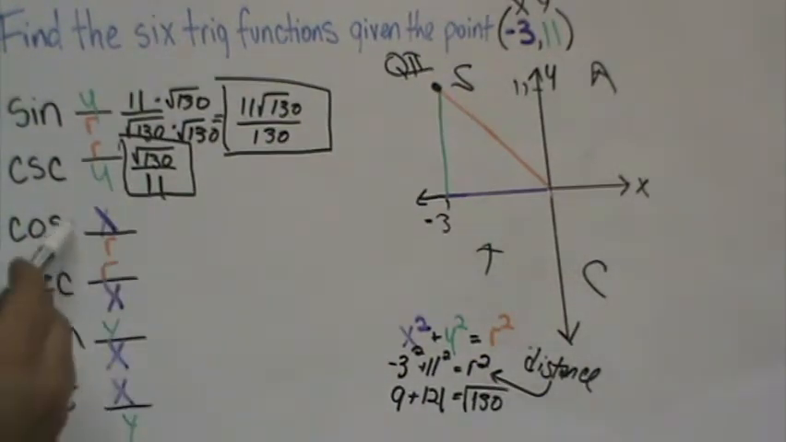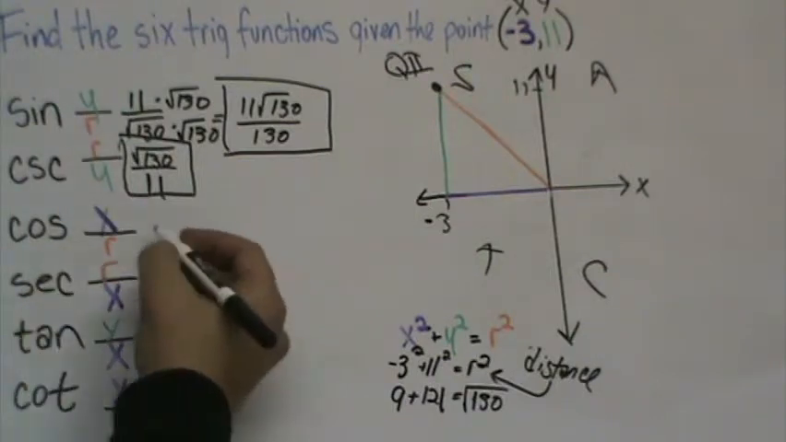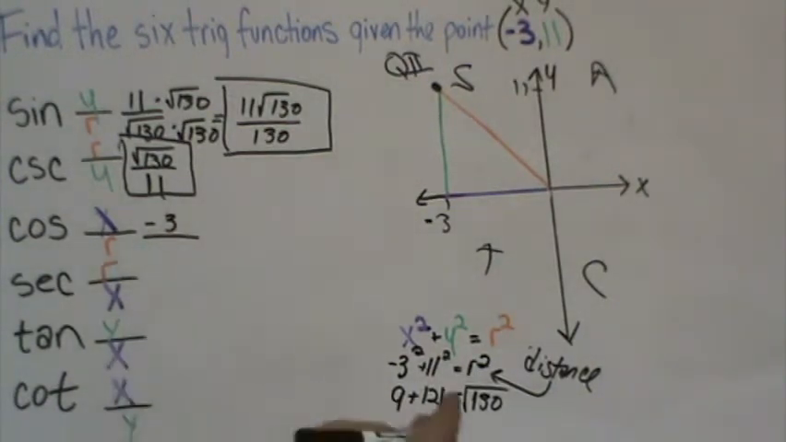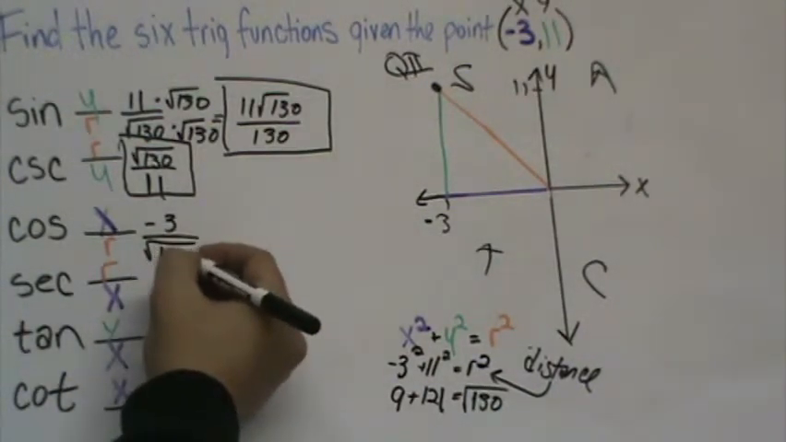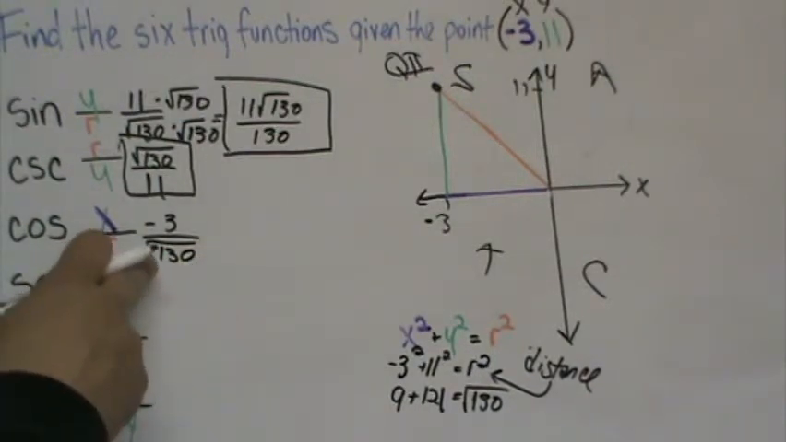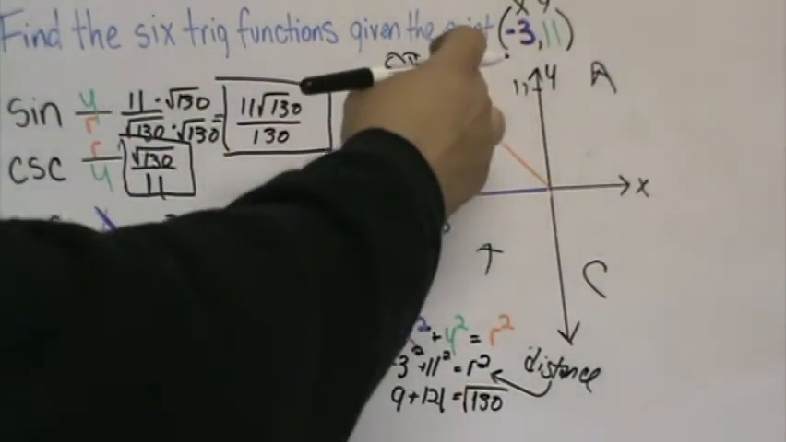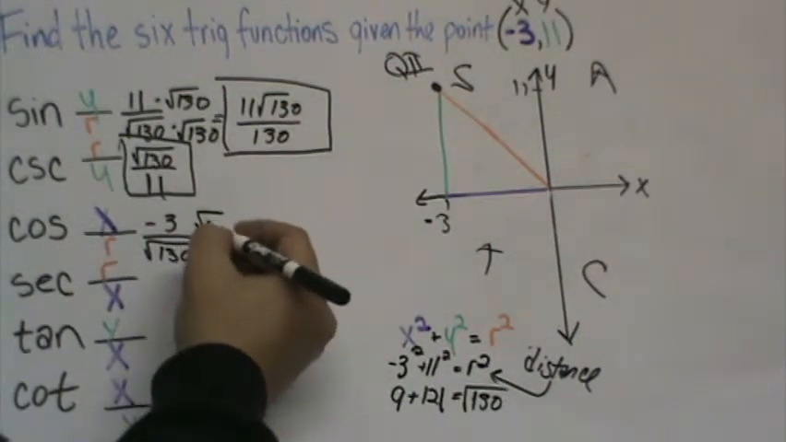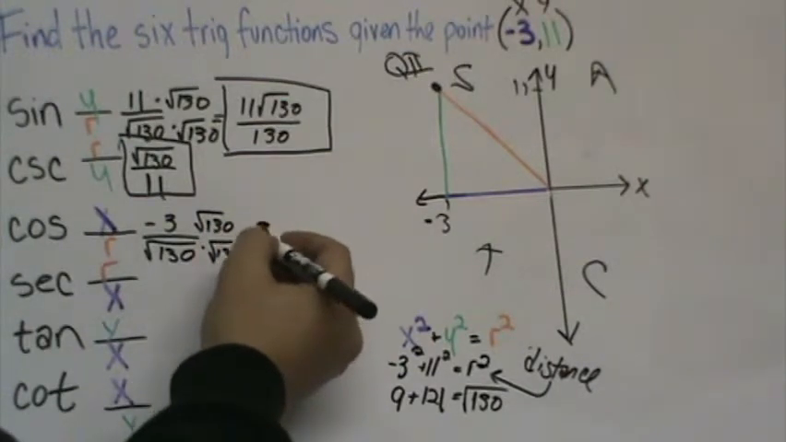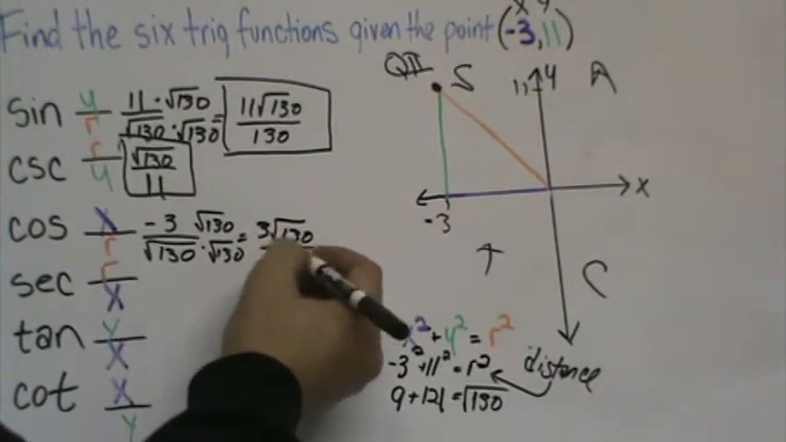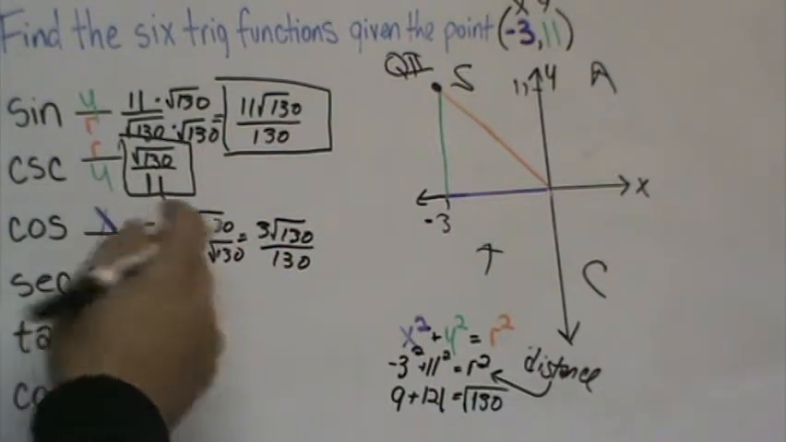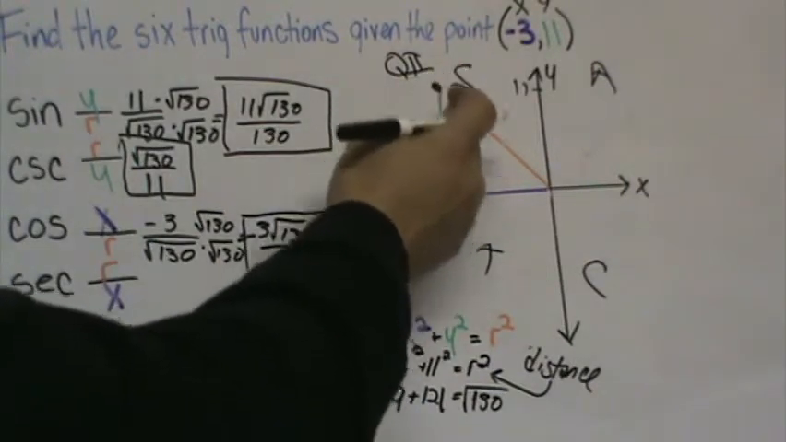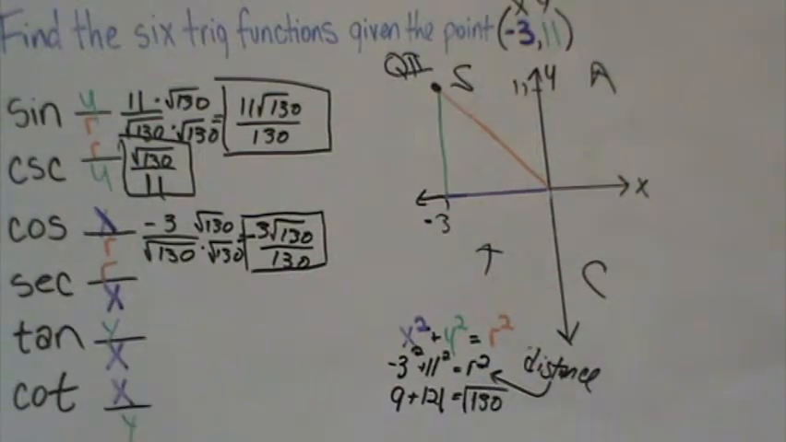Now let's do cosine. Cosine is x over r. So x is -3 all over r, which we found was root 130. Now does this make sense that it's negative? Yeah, because it's in the second quadrant and only sine and cosecant are supposed to be positive here. If we rationalize like we did before, so we don't have a square root in the bottom, you have 3 root 130 over 130. Now remember, you had a negative, so don't forget to bring your negative over, because cosine is negative in quadrant 2.